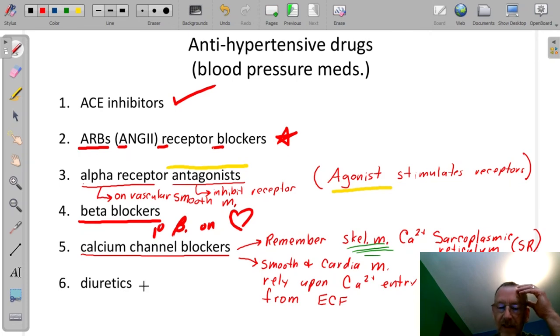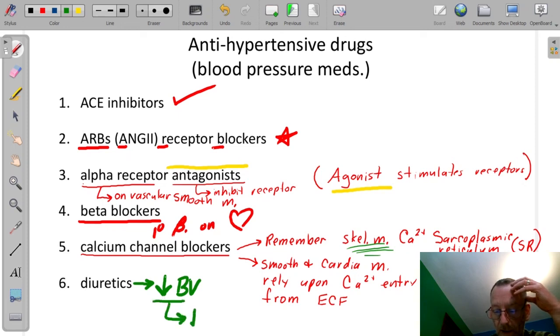And then diuretics. How do those work? Well, they work to decrease blood volume. It's a diuretic, so you pee more. And that translates again into lowering blood pressure. So, six different general classes of antihypertensive drugs that I would like you to be familiar with.